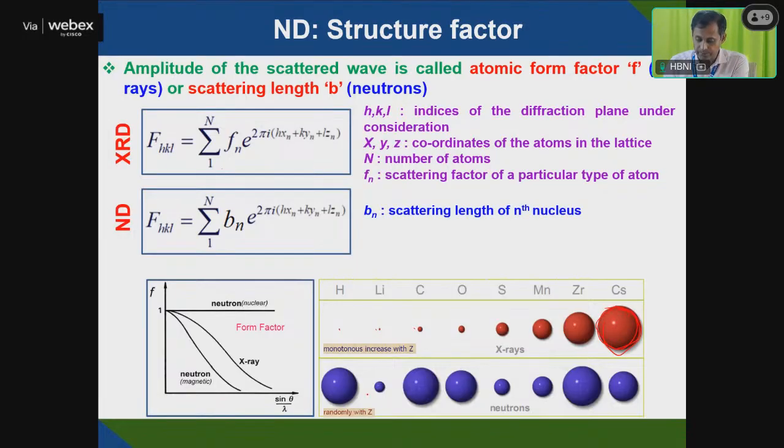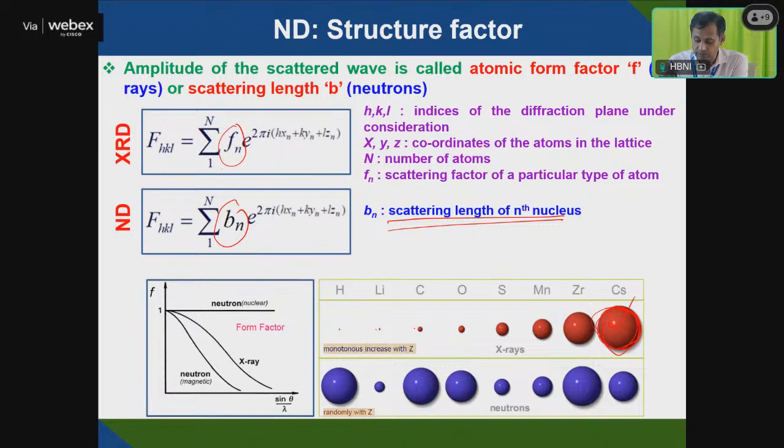But in the case of X-ray, the electron density will increase here. But in the case of neutrons, it randomly varies, as I told. So in XRD, the structure factor F, I've discussed, gives the intensity, which depends upon Fn, the scattering factor from the atomic scattering, plus its location, e to the power 2 pi i, all this equation. So in the case of neutron, b is the scattering length of the nth nucleus, in e to the power this. So being the scattering length, it doesn't depend on the number of electrons.